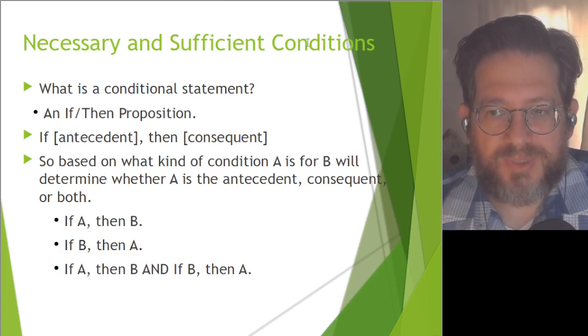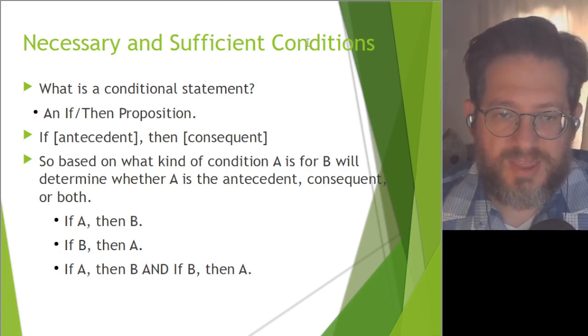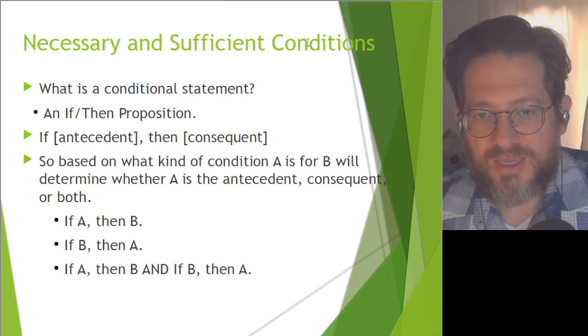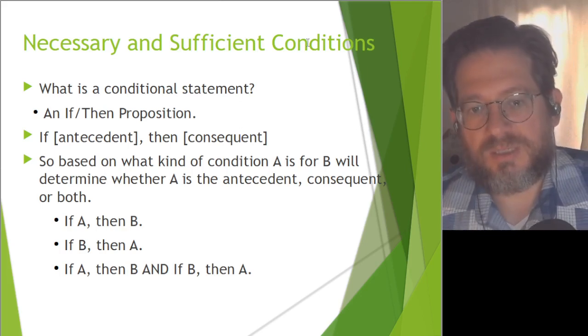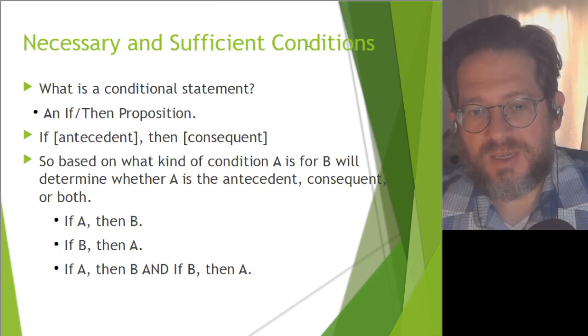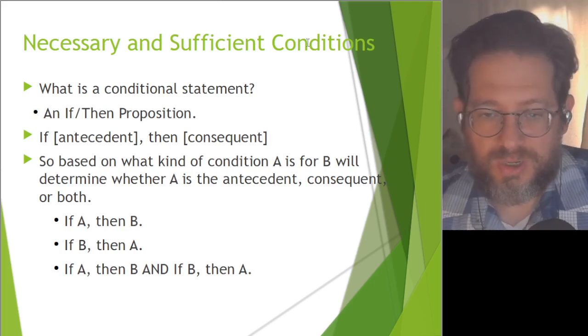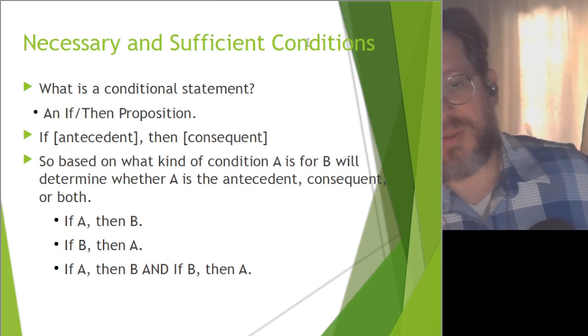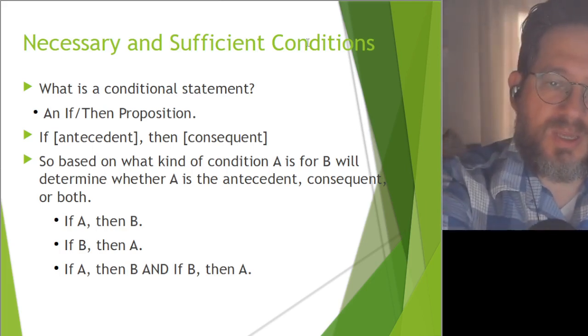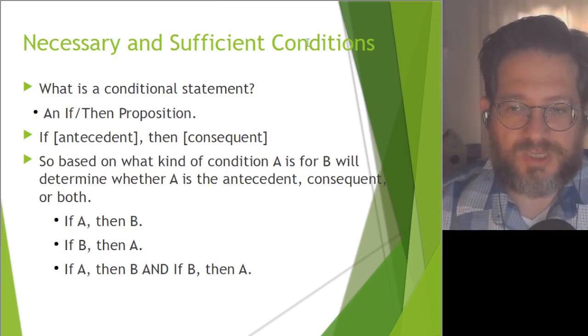And I've sort of mapped this out here. So we have if A then B. That means A, the relationship is that it's the antecedent. We could have if B then A. There now the B is the antecedent and A becomes the consequent, or we could have both at the same time. So A can be both an antecedent in the first part and in the second part a consequent.